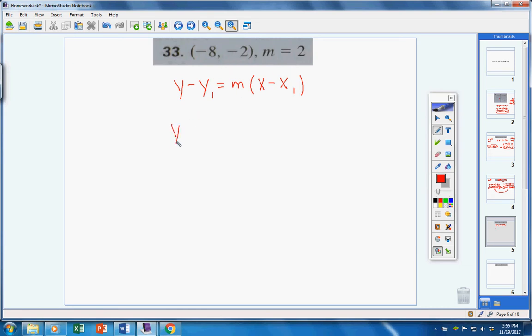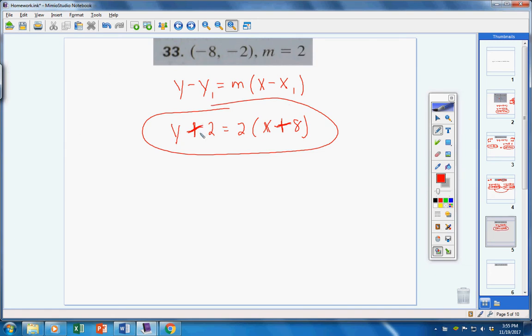So we simply put y minus y, which is negative 2, equals m. My m is 2. And x minus negative 8, like that. Okay? Now, negative negative makes this a positive. Negative negative makes that a positive, and we're finished. It's that simple, students. That's point slope form.